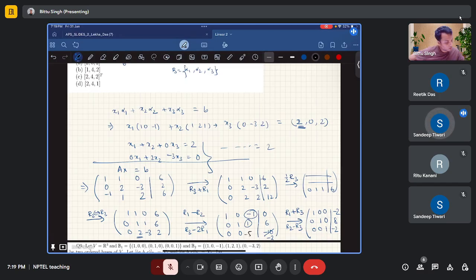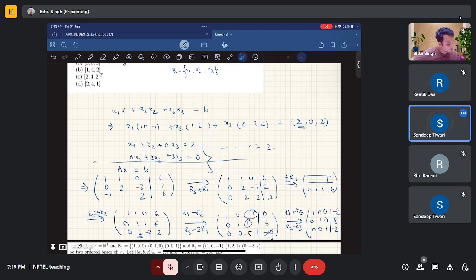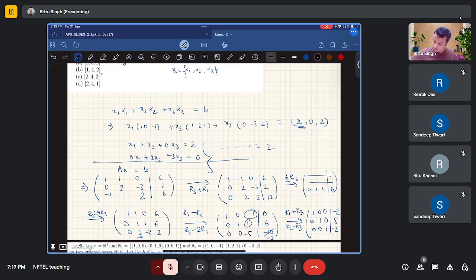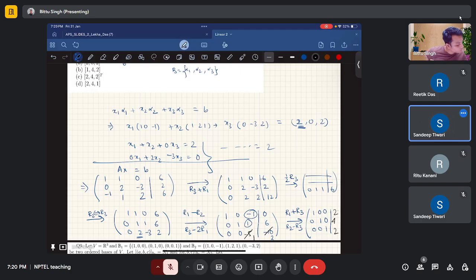Sir, from here you get 2, right, sir? Yes. Oh, here it will be 2 because I am dividing by minus 5. Sorry. Yes, sir. So it is 2. That was my mistake. Now just calculate. You will get 6 2 1 2. 2 4 2, right? 4, 2. Yes, sir.